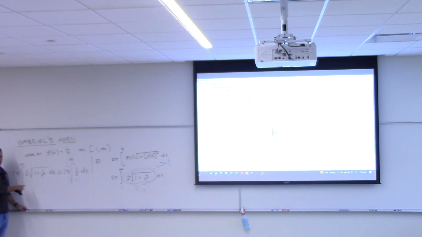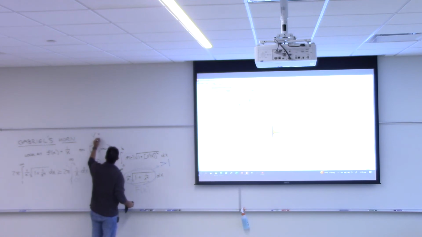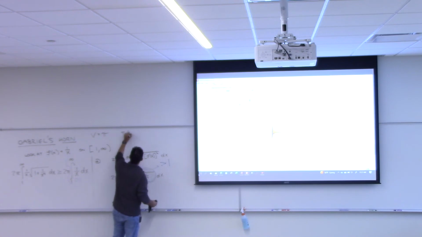Okay? What does that mean? The surface area is infinite. We call this the paradox of Gabriel's horn. Why is it a paradox? What have we said? We said that the volume of Gabriel's horn is what? Pi, right? And we said that the surface area is infinite.